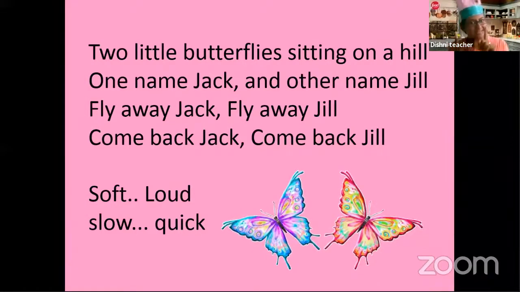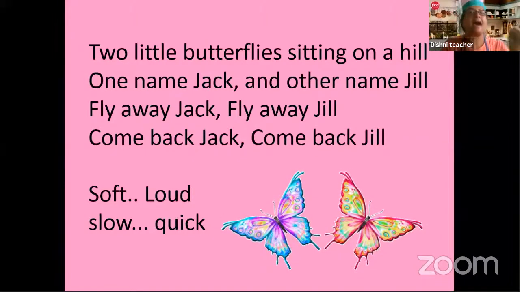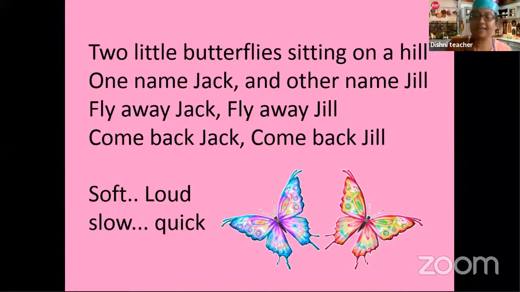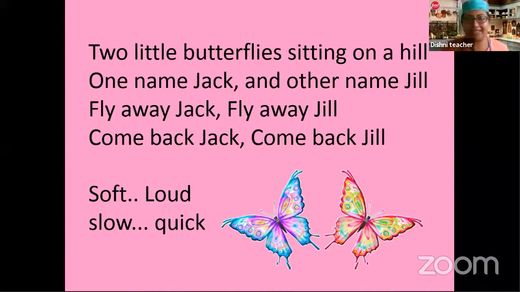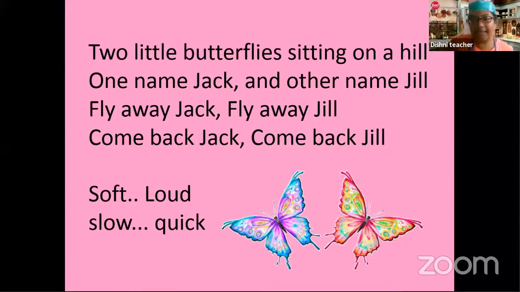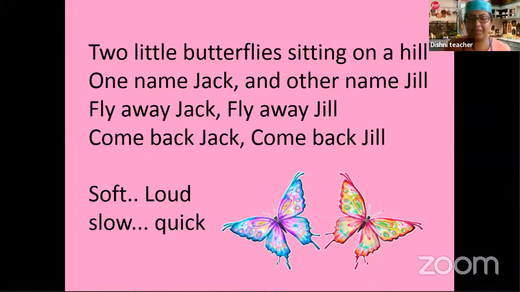Two little butterflies sitting on the hill. Now tell me. Two little butterflies sitting on the hill. One named Jack, other named Jill. Again, one named Jack, other named Jill. Fly away, Jack. Fly away, Jill. Again, now. Fly away, Jack. Fly away, Jill. Come back, Jack. Come back, Jill.